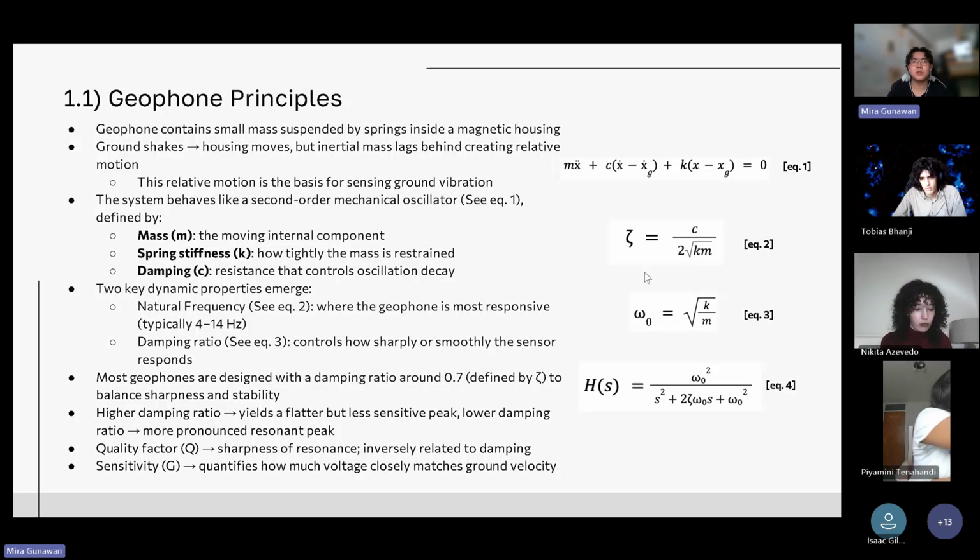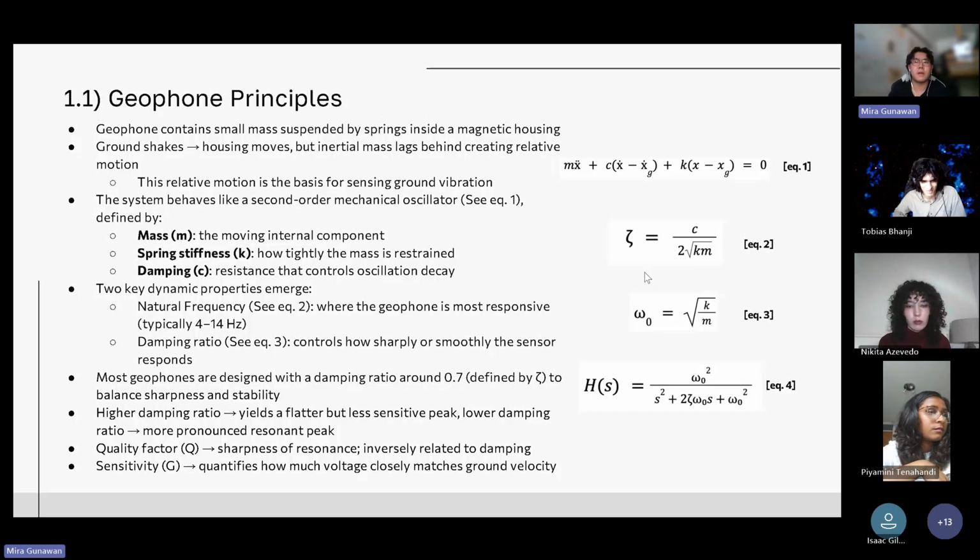See equation 2 for the damping ratio and equation 3 for the natural angular frequency. These parameters feed directly into the transfer function, equation 4. This describes how ground velocity is converted into an output voltage. In practical terms, the natural frequency defines where the sensor peaks, typically around 4 to 14 hertz for coil geophones, while the damping ratio, denoted by zeta, shapes the sharpness of that peak. A higher zeta flattens the resonance, and a lower zeta produces a pronounced spike.